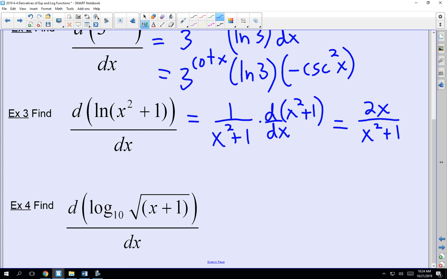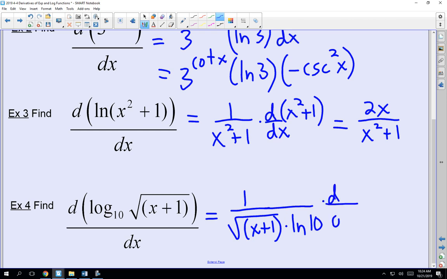And the final one, think about similarities here. It's similar to the one above in that we're going to take 1 over the square root of x plus 1 to start. But then we have to attach as a product on the bottom ln of the base of that logarithm. It's something other than e. So we have an ln of 10 down there times d/dx. And we're going to think of this as x plus 1 to the 1/2 power.